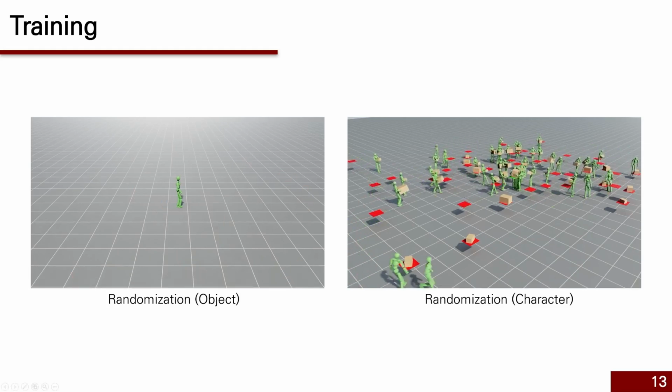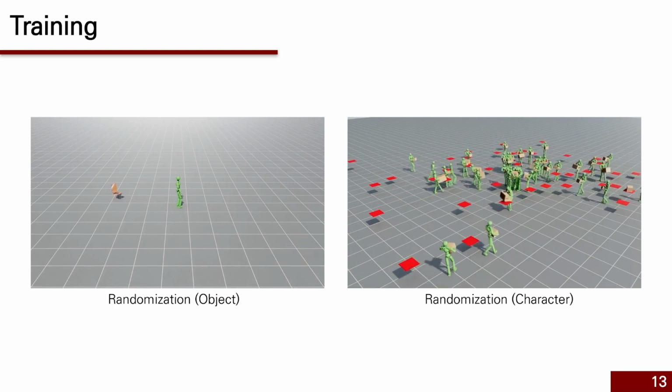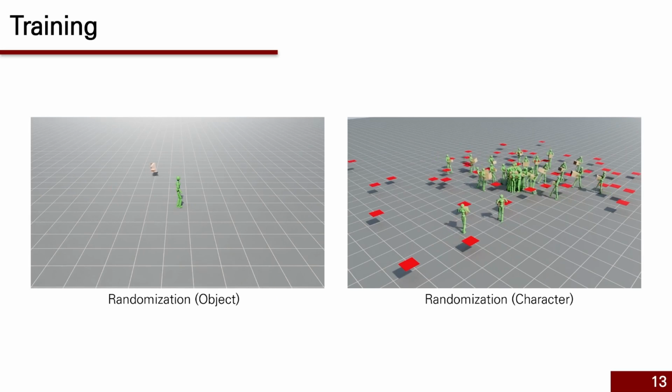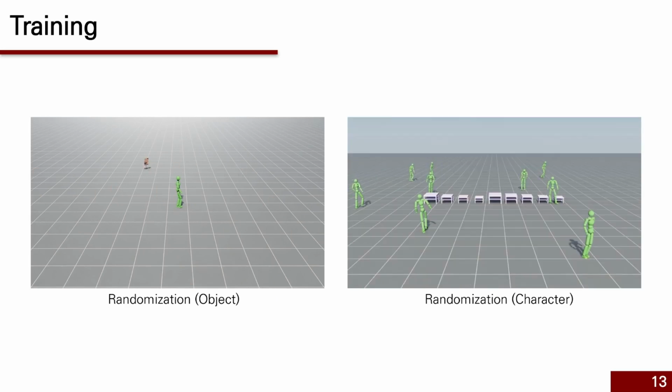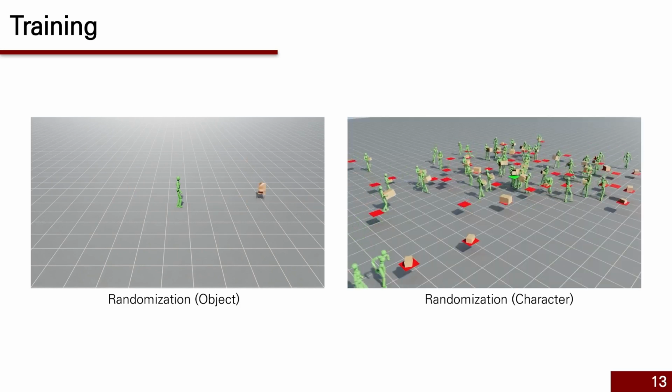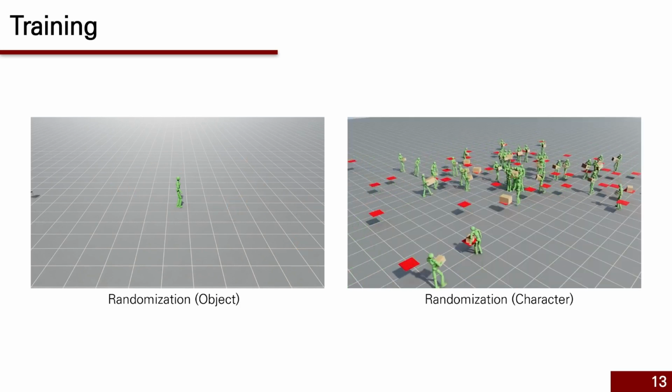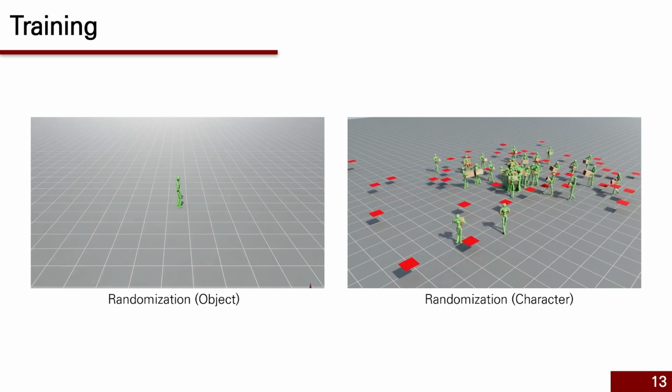Lastly, randomization is the data augmentation method proposed by the authors. It increases scenario diversity by randomly initializing the position and orientation of the object and the character at the start of training. This allows the character to perform the target task from any position or angle.